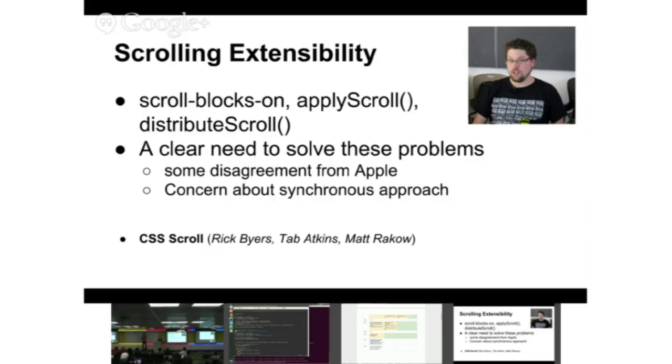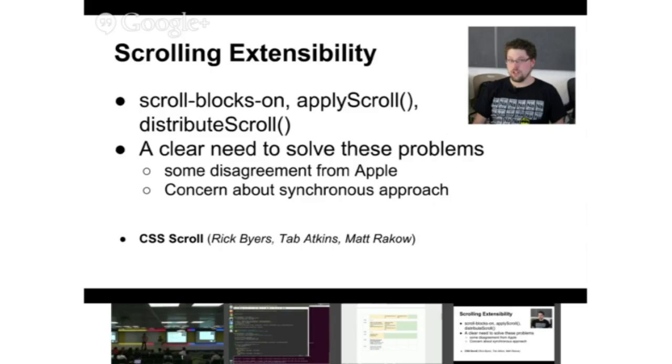So scroll blocks on to say which scroll events you want to block on the main thread before the scroll is applied, and then apply scroll to describe how that scroll gets applied to a scrolling region, and distribute scroll to describe how things that overflow the scroll region get applied to their ancestors. There was recognition, again with a little bit of disagreement from Apple, that there was a clear need to solve these problems, but there was a lot of concern about these being synchronous APIs that forced scrolling back to the main thread.